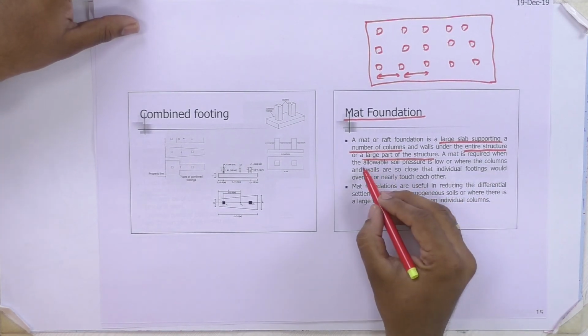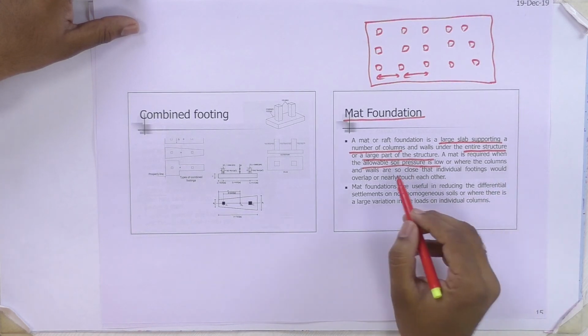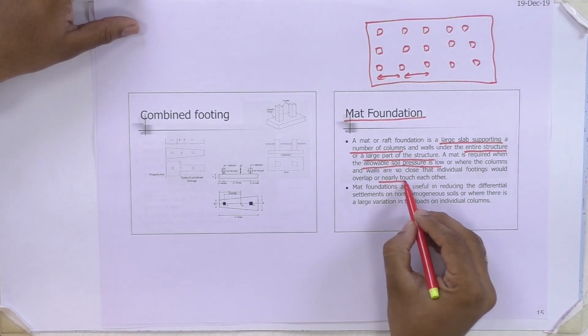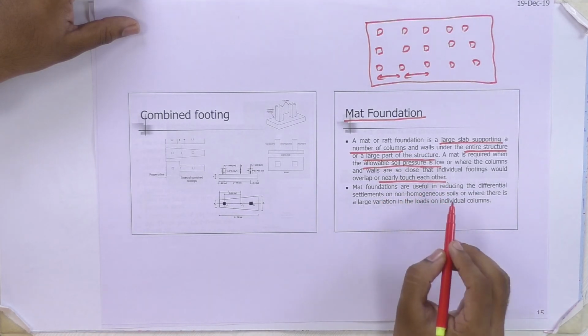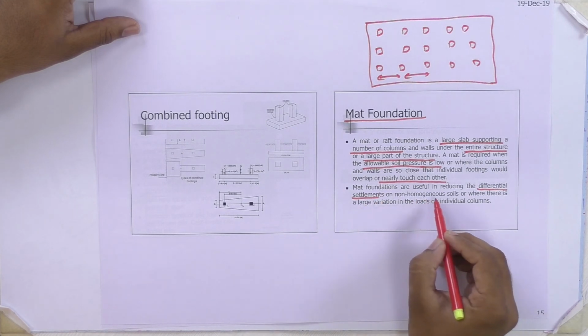This one is also one of the criteria, where soil pressure is very low, or where the columns and walls are so close that individual footings would overlap or nearly touch each other. So mat foundations are useful in reducing the differential settlement on non-homogeneous soil.